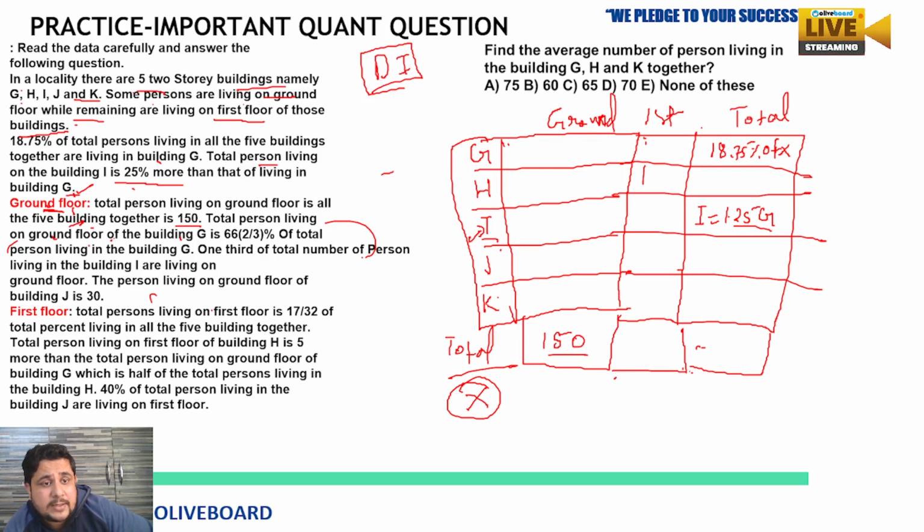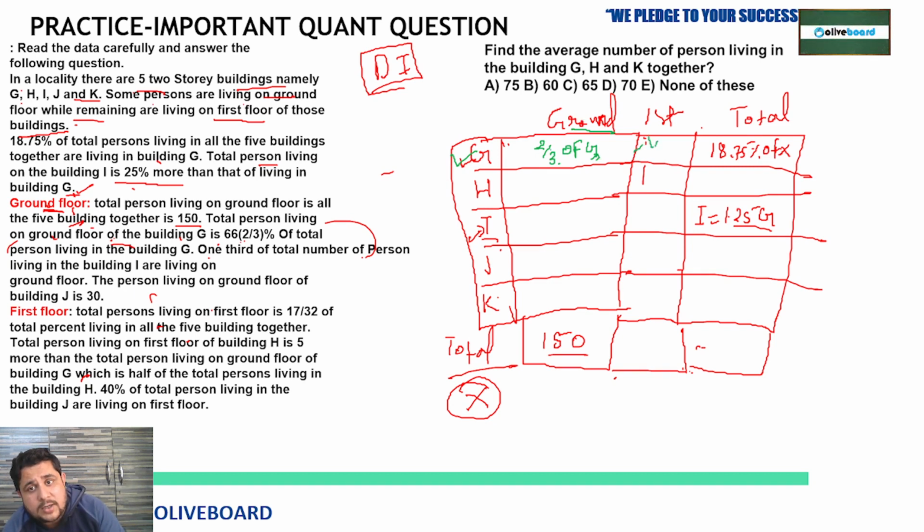After this, the total person living on the ground floor of building G is 66 2/3% of the total persons living in building G. So they are talking about building G. If we talk about the ground floor, it is two-third of the total persons in building G. So I can put two-third of G. The total person of G is G, and two-third of G live on the ground floor.